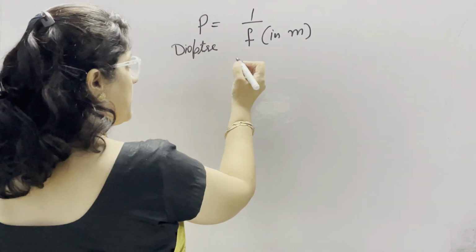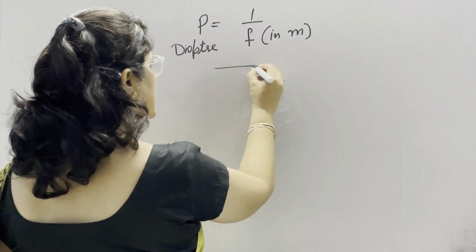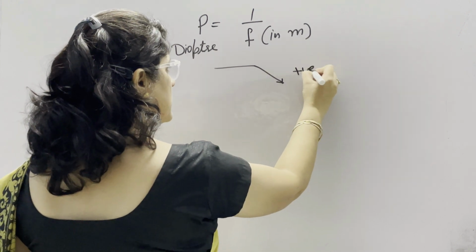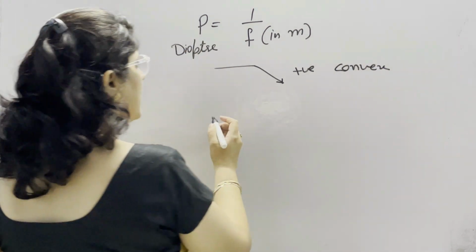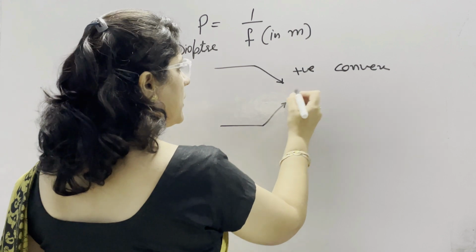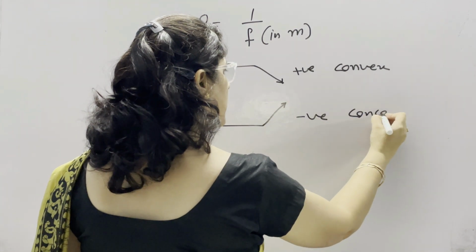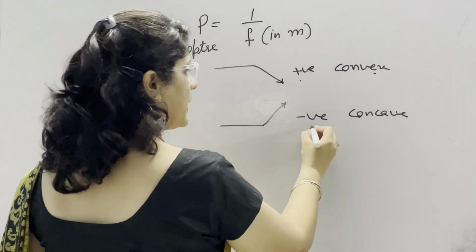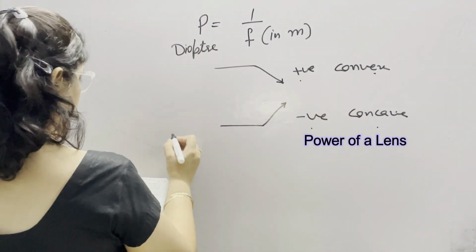Now coming to their positive and negative nature. Whenever a lens converges a ray towards its center, then its power is said to be positive, and we know that this is a convex lens. And whenever a lens diverges a ray away from its center, then its power is said to be negative, and this is a concave lens. So power is positive for a convex lens and negative for a concave lens. Now power of a lens is plus 2 diopter.